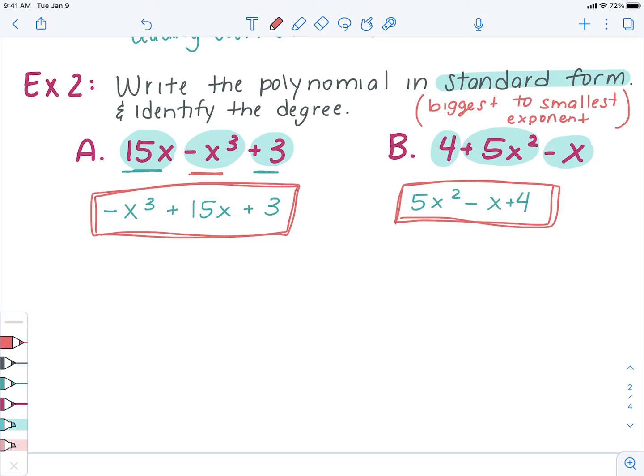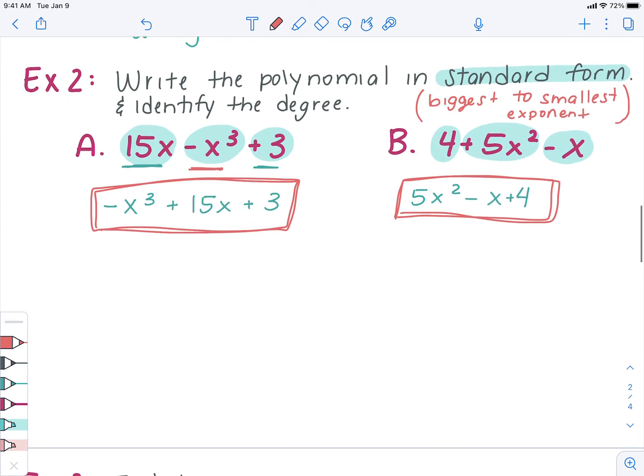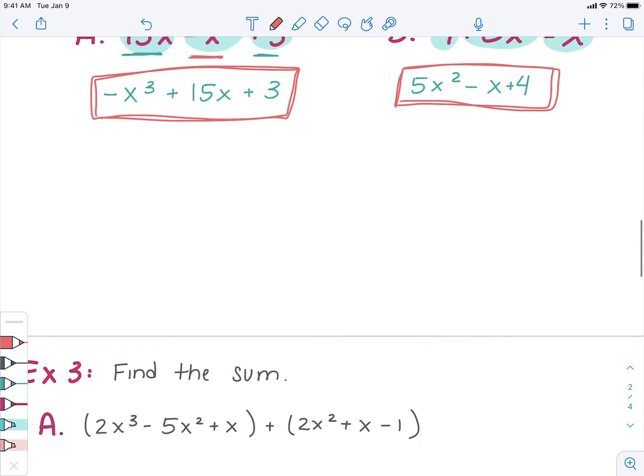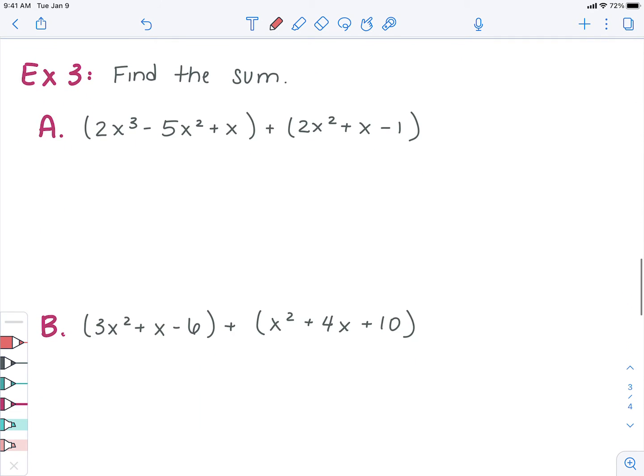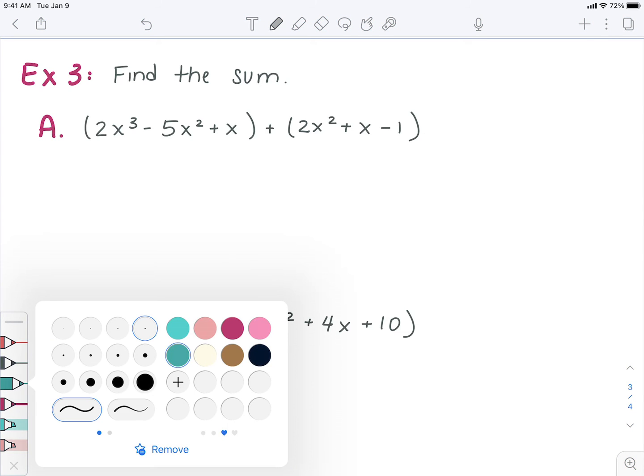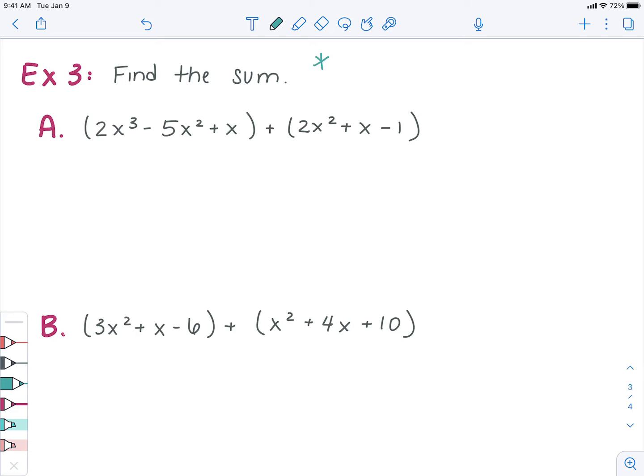All right, we got a little bit more, and then you guys will be ready to do your murder mystery classwork. So now that we know a lot about polynomials, we can actually add them together. When we're adding polynomials together, we can only add like terms. So we have to remind ourselves that we can only add like terms, and like terms have to have the same variable and the same exponent.